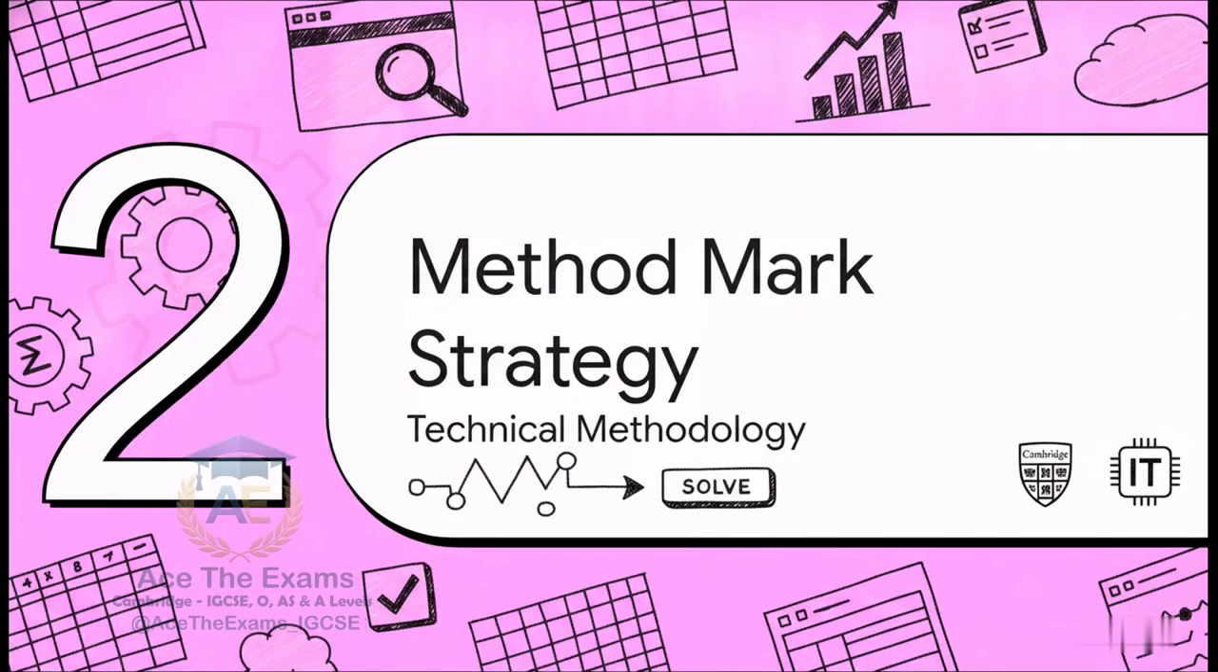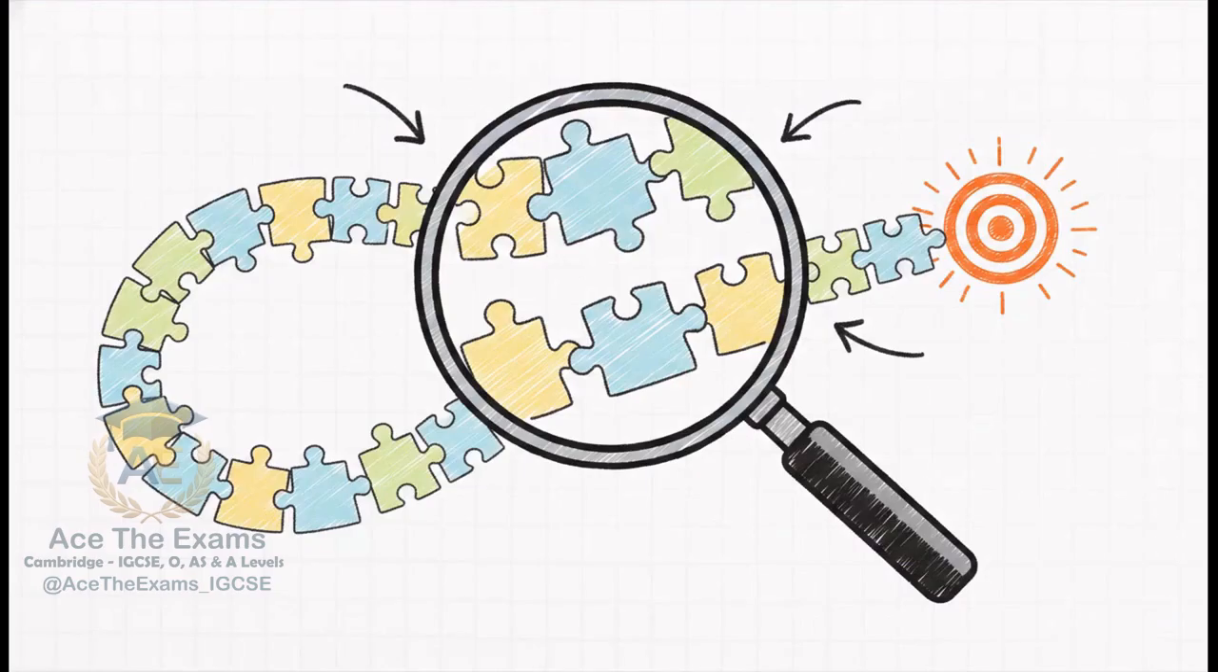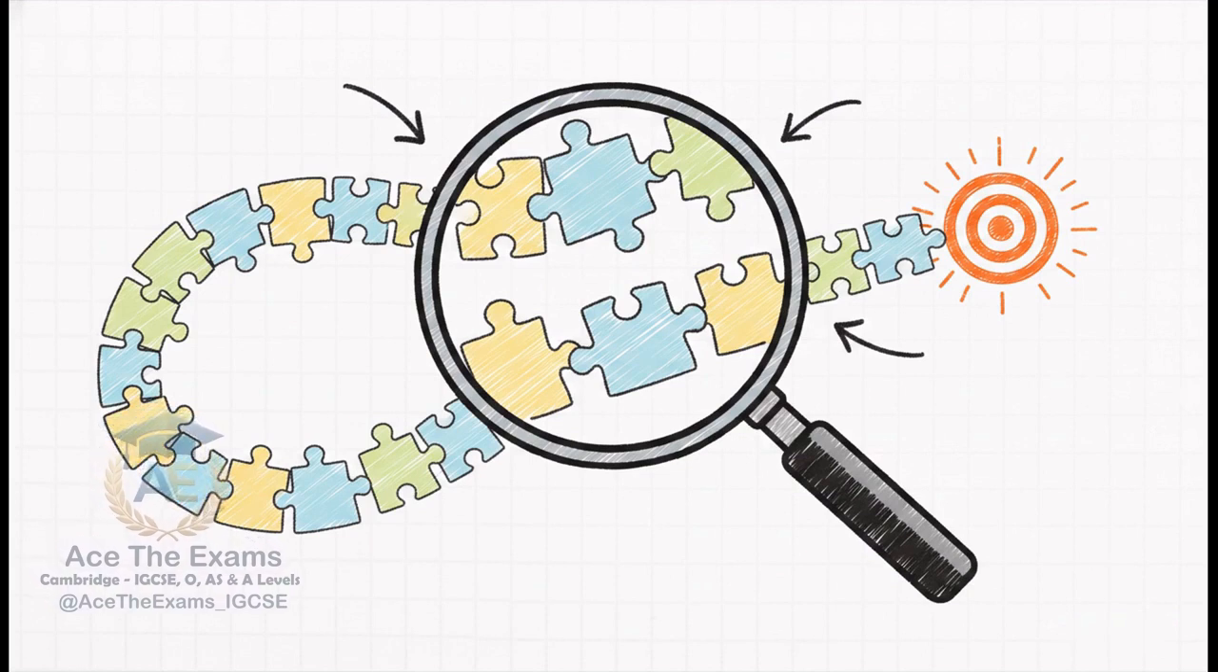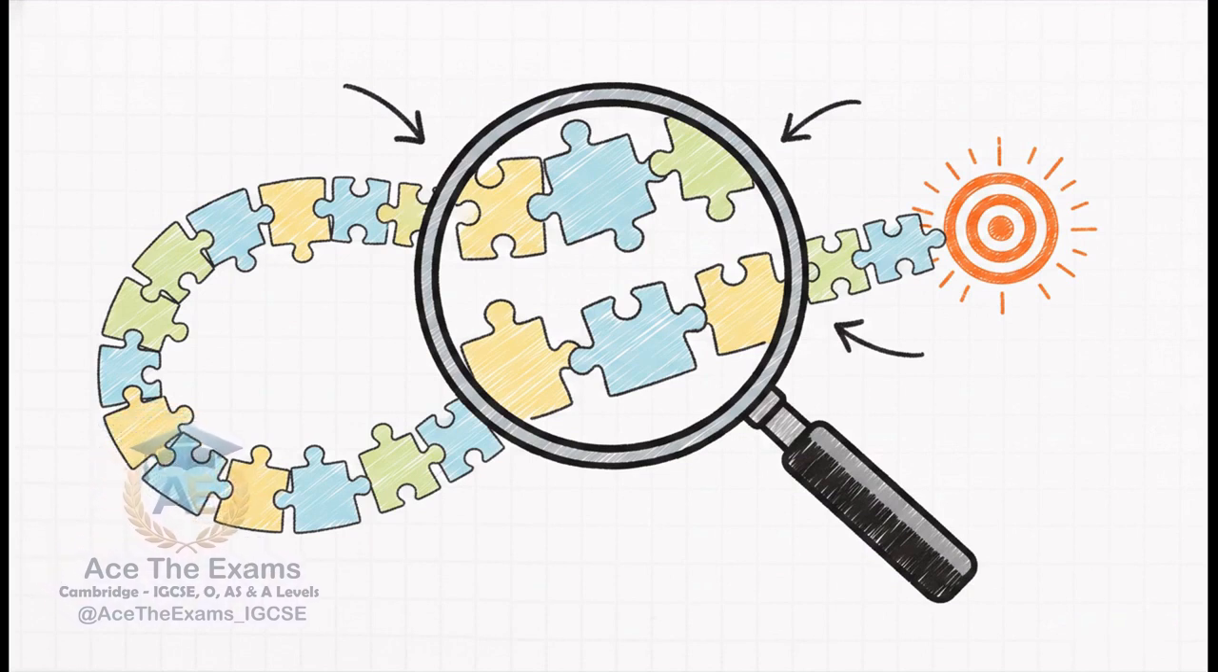Moving right along, we enter Section 2, the method mark strategy, technical methodology. This is where we shift from theory to execution. This is your procedural framework. I need you to burn this concept into your memory right now. Marks are awarded for the process, not just the final number.